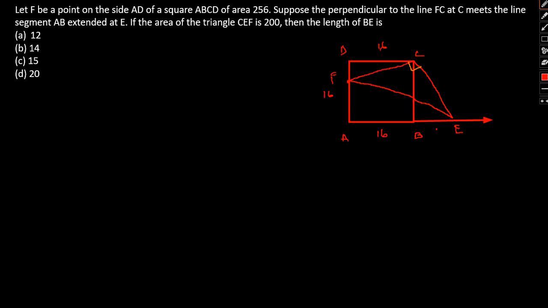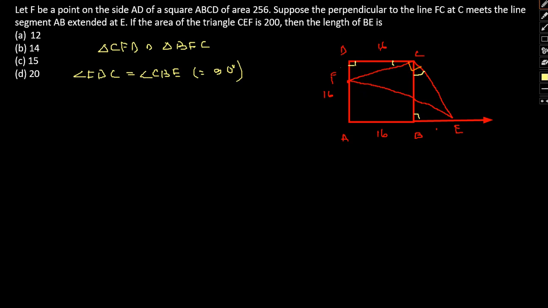Now if we take a look at this, what are the things that we have over here? If we take a look at triangle CFD and triangle BEC, we have angle FDC equal to angle CBE. They're both equal to 90 degrees, since they're both right angles.